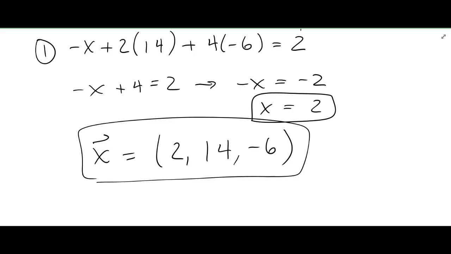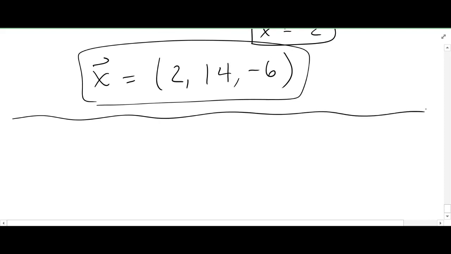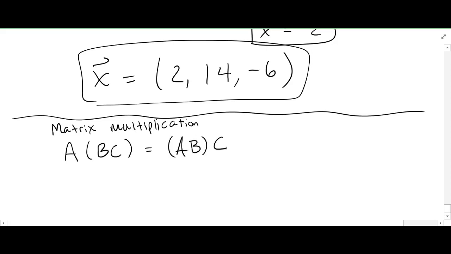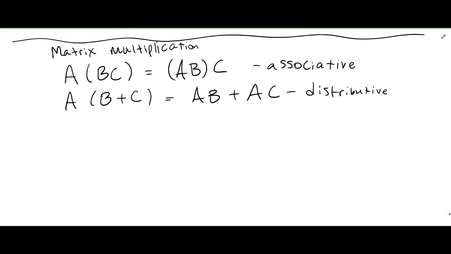So there's some important things about matrix multiplication that we should be aware of. It's associative, so A times B times C is the same as doing A times B times C, so that's nice. It's distributive over addition, so A times (B plus C) is A times B plus A times C. But notably, it's not commutative, so A times B is not necessarily the same as B times A.